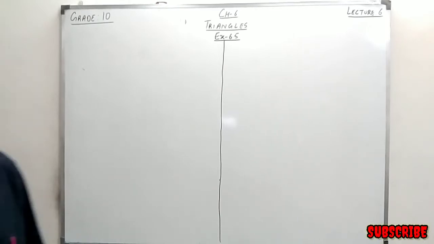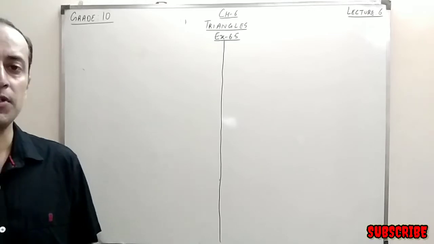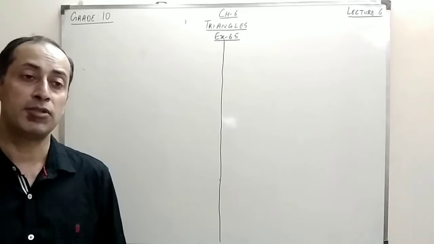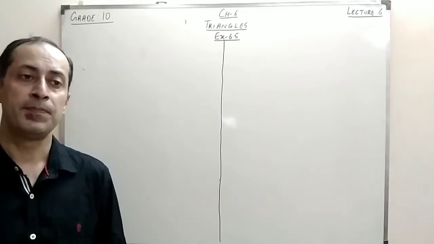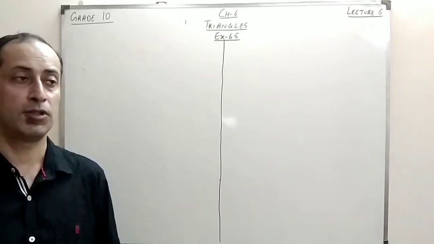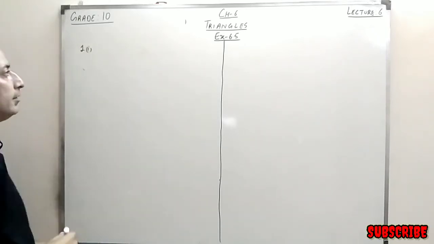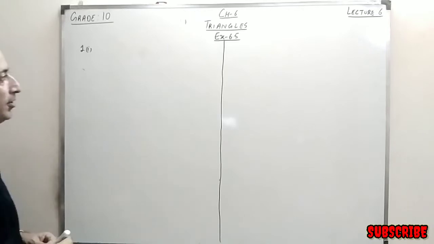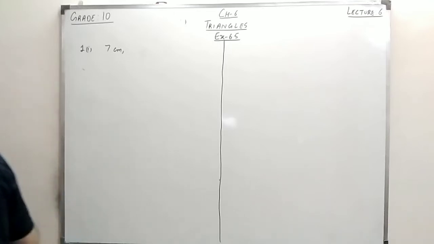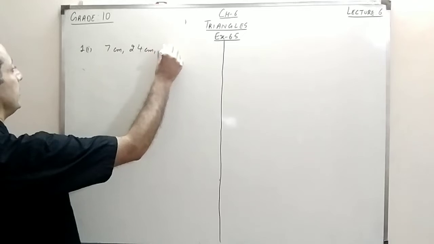Now let's see the first question of exercise 6.5. In the first question, what is given to us? The sides of the triangle are given, and we have to check if the sides are the sides of a right angle triangle or not. So how can we do this? We can use the property of converse of Pythagoras theorem. If we see the first part, exercise 6.5 NCERT, first question, first part, the 3 sides given to me are 7 centimeter, 24 centimeter and 25 centimeter.